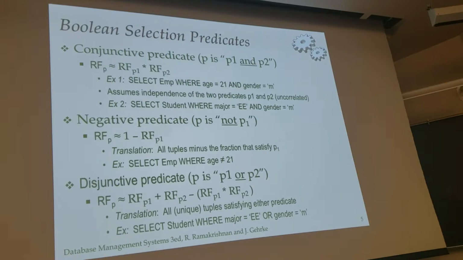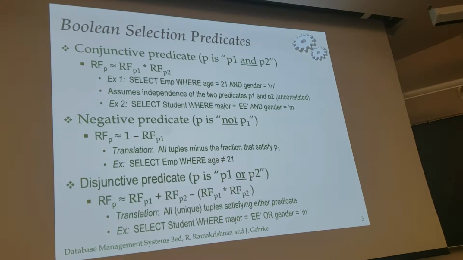So if you have two reduction factors, we'll assume that they're independent of each other. So if one thing is 1/10 of the tuples and the next one is 1/2 of the tuples, then we'll assume that the conjunction of them will apply to 1/20th of the tuples. And again, if you've taken probability, you know that this is the independence assumption, but things aren't necessarily independent. So if you're even selecting people where age equals 21 and gender is M, maybe these things are independent of each other, but maybe they're not.